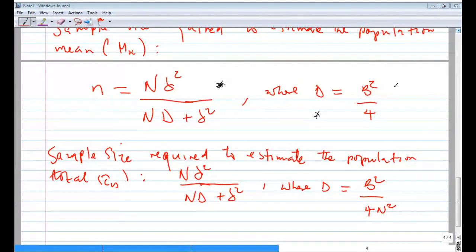Any question before we go to example 5.2? Yes, is it population total? Is it tau y there? Yeah, yes, it's tau y. Okay.